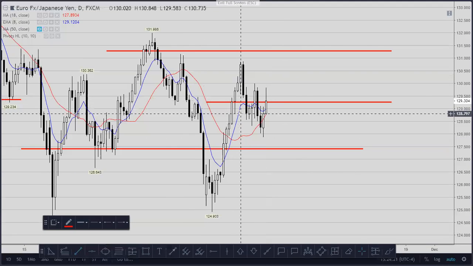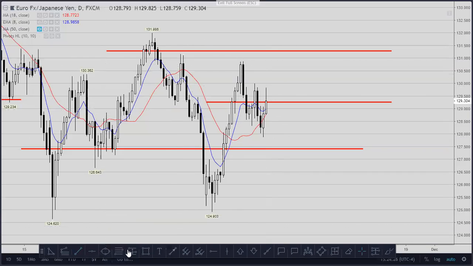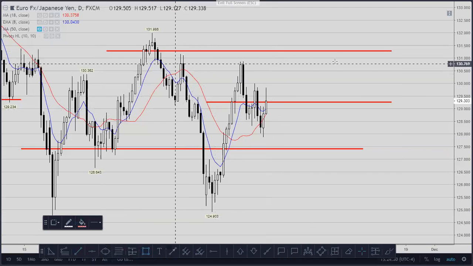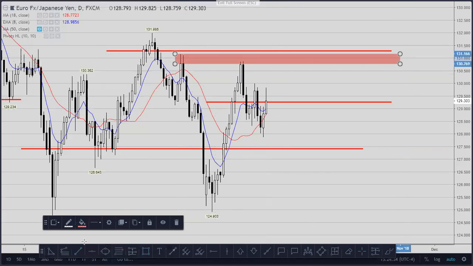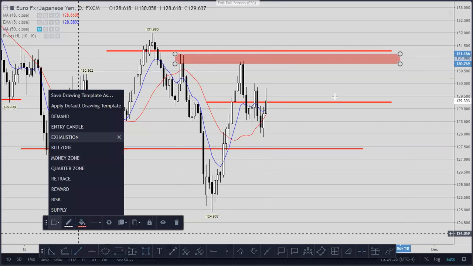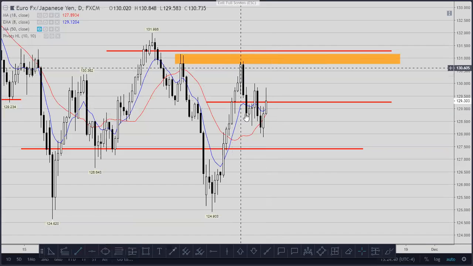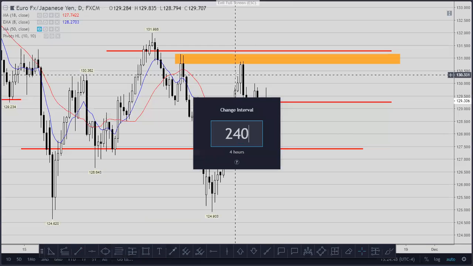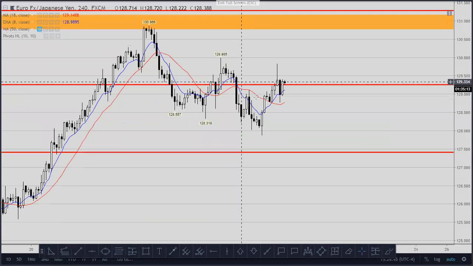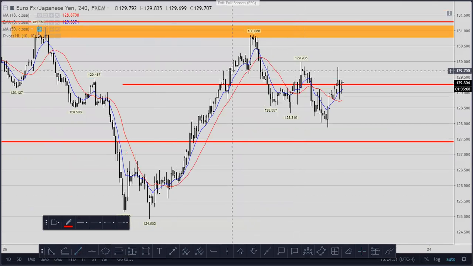That's pretty much it. Price found resistance in this little area right here. Just put a box. See where price respected it. Came up there, and then we're finally starting to see some lower lows and lower highs on a smaller time frame. So if I was to drop down to 4 hour, you can clearly see these breaks.